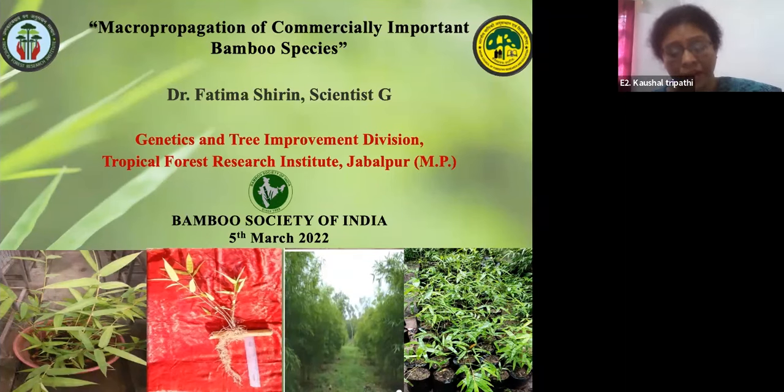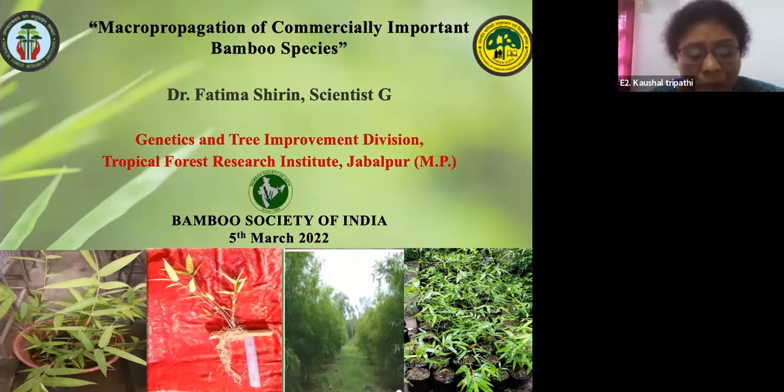So one means of producing planting material or plants of bamboo is through vegetative propagation. Vegetative propagation includes two types of propagation, which are macropropagation and micropropagation. Micropropagation includes tissue culture, but today I was asked by Mr. Krishnan to concentrate on macropropagation of bamboos. So I am concentrating my talk on macropropagation of bamboos. I will start the presentation now.